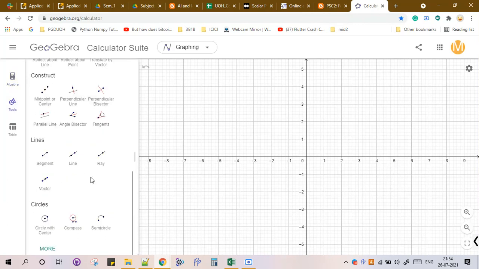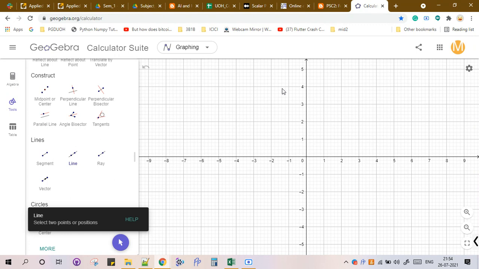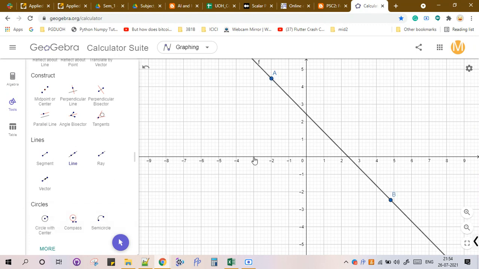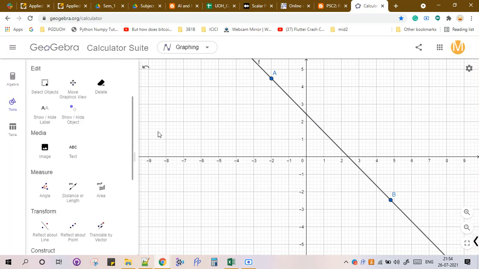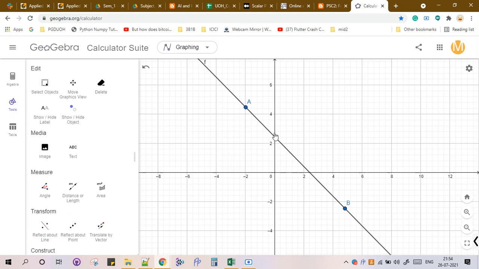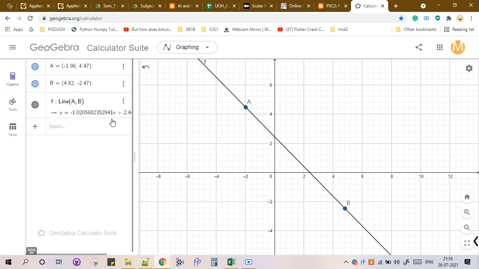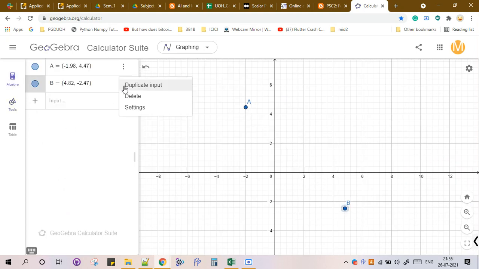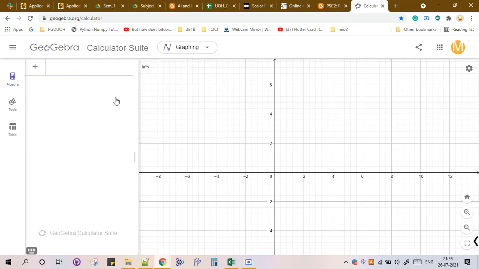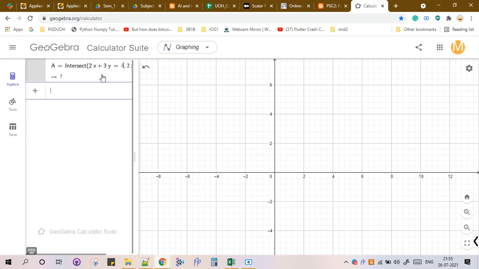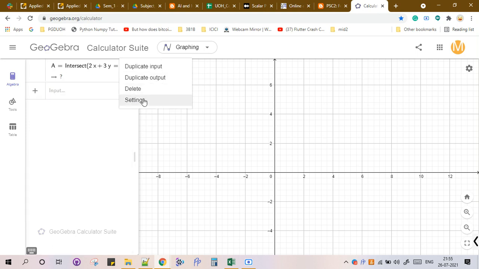Let's take any random line, right? Okay, so this is the line that we have. 2x plus 3y plus 4 equal to 0. So this is the line.